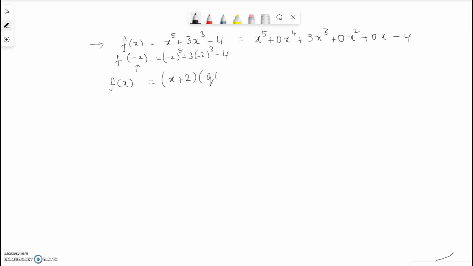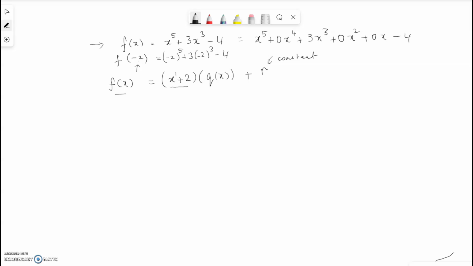times q of x plus the remainder, which is not a function of x, it's going to be a constant since I'm multiplying with x plus 2. The degree of the remainder is 1 less than the degree of the divisor, so the remainder will be of degree 0, which is, it's going to be a constant for sure.